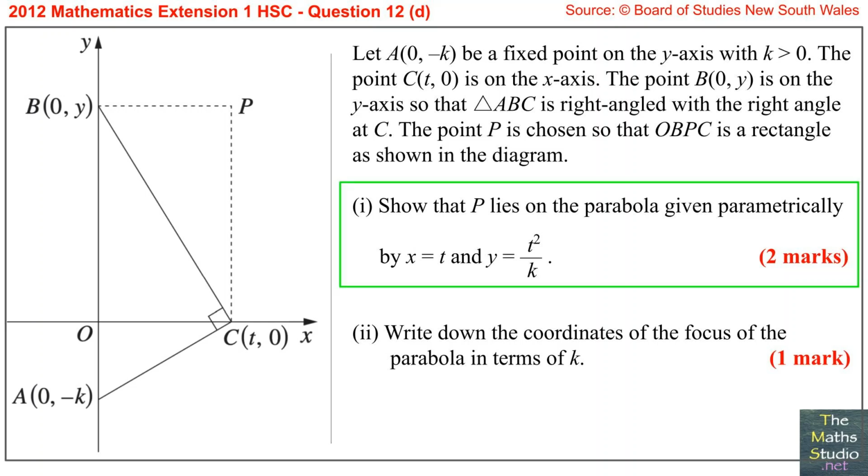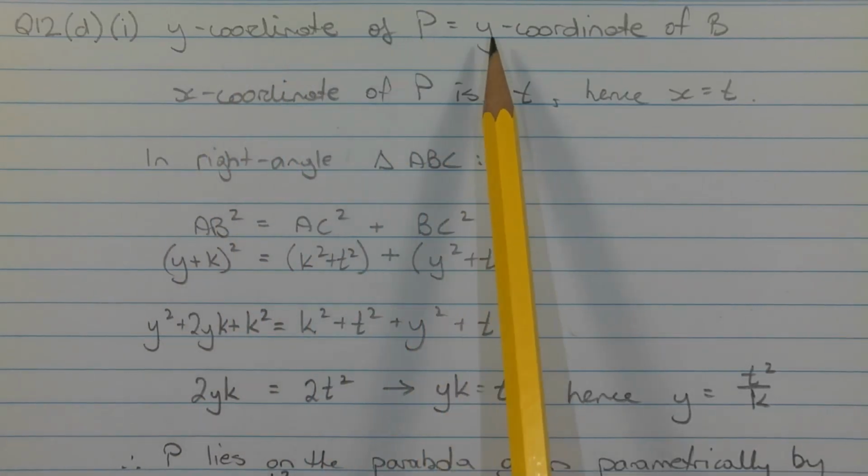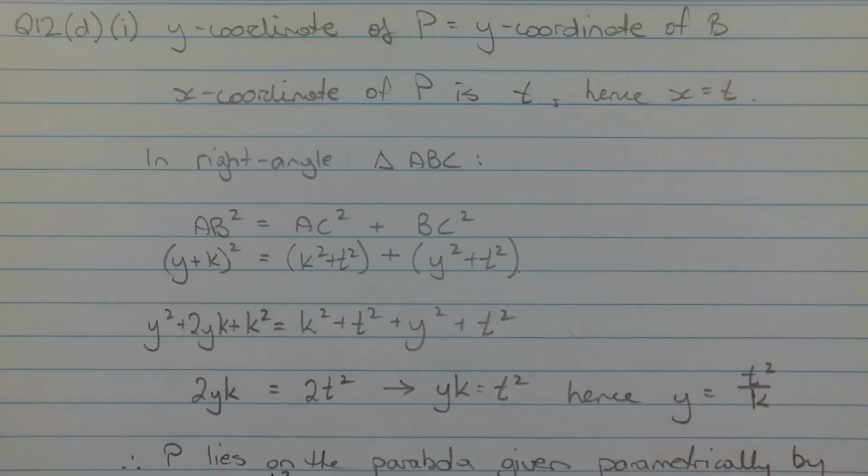Part 1. Show that P lies on the parabola given parametrically by x equals t and y equals t squared over k. The y-coordinate of P is equal to the y-coordinate of B. Now P and B are vertices of the rectangle such that PB is parallel to the x-axis. That implies that P and B are the same distance away from the x-axis. Now the x-coordinate of P is t, hence x equals t.